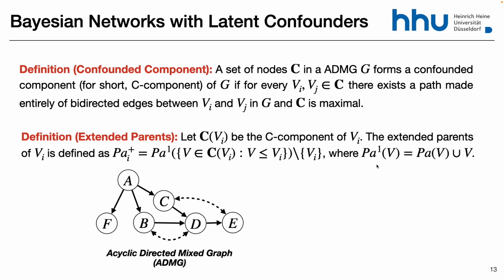This PA1 is just to make sure that you understand what type of parents I'm talking about, but it's just parents. So for every variable in this C component, or confounded component, that's before some topological order, so there is order here, so we pick a topological order, and for every variable that's before, I take the parents of it, okay? We'll see an example.